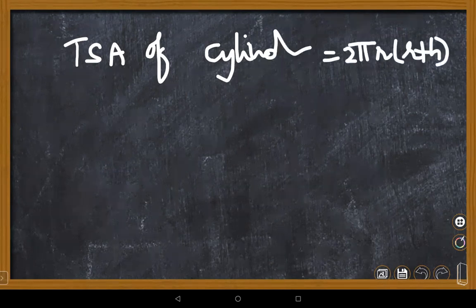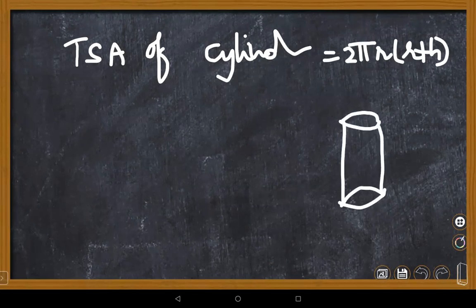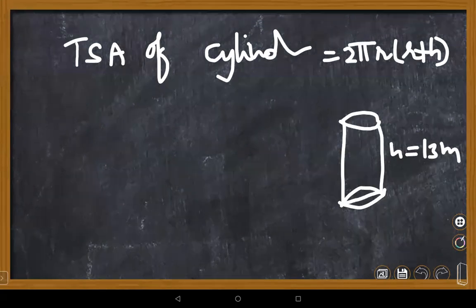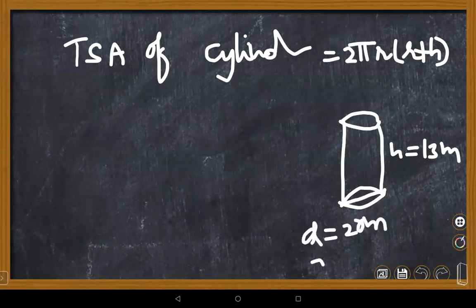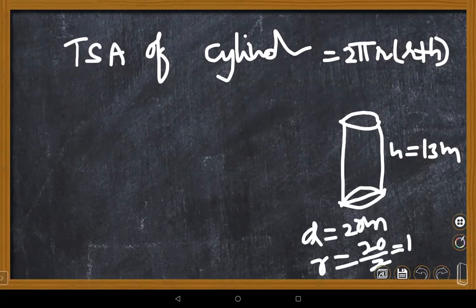In the cylinder, the height is given as 13, h is given as 13 meters, whereas diameter is given, children, as 20 meters. So d is 20 means r is 20 by 2. 20 by 2 is 10. Radius is nothing but half of diameter.